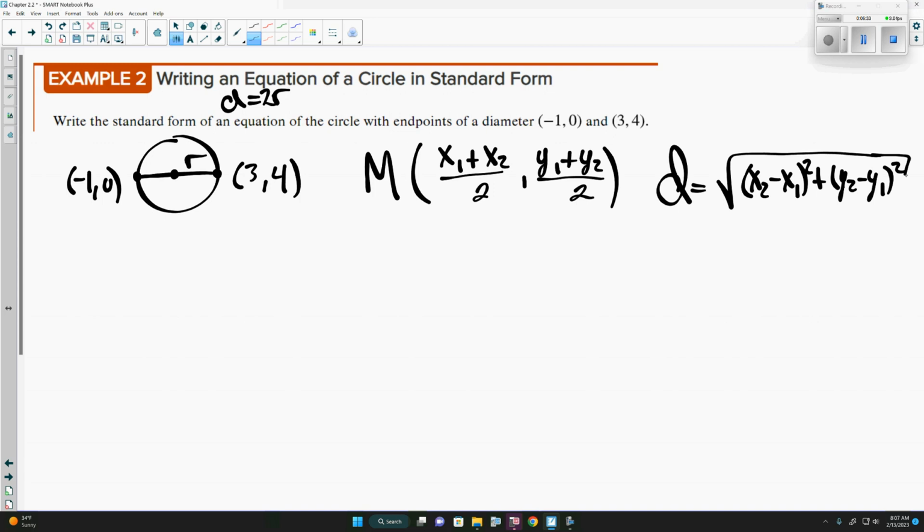We don't have to, because we could use the distance formula to go from endpoint to endpoint. But whatever that length is, I have to divide it by 2 to get what the radius is. Because if we use the 2 diameter points, we're finding the diameter, not the radius.